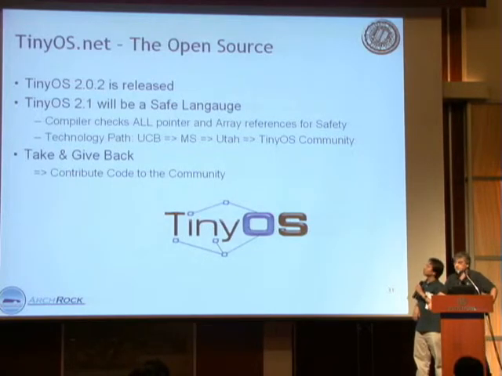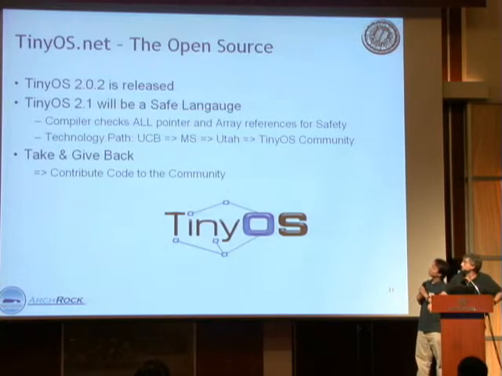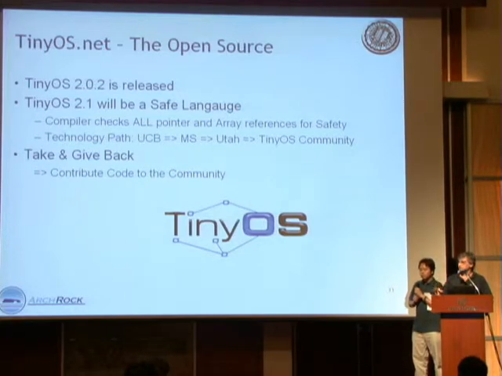And finally, the open source TinyOS tree. The important step there, TinyOS 2.0.2 has been released. TinyOS 2.1 will be the first safe language. So this is taking work primarily from Utah, John Regehr. So this is the community bringing new technology together. In this case, the compiler will check every array reference, every pointer, because embedded devices have to be extremely reliable. So the next step in TinyOS 2.1 is to bring safety into the language. And it's the first widely used system that is provably safe I know of.